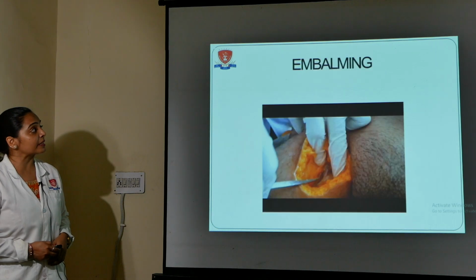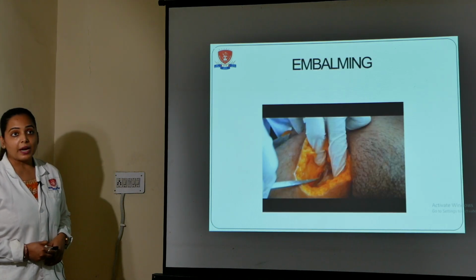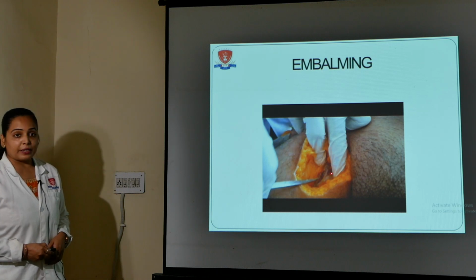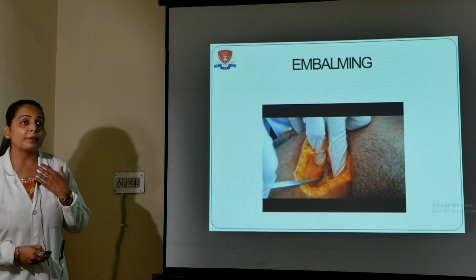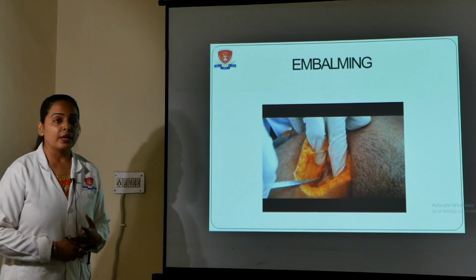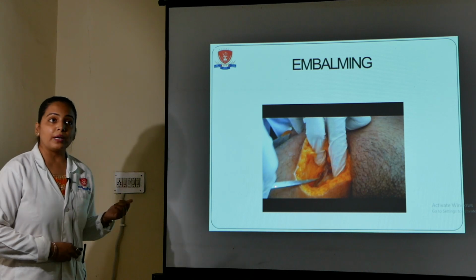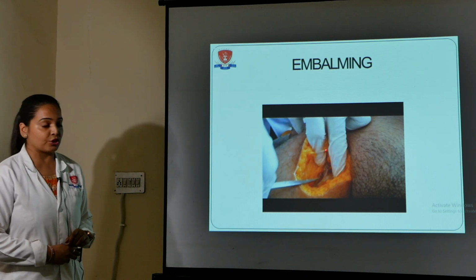So this is the clinical significance of the coronary artery. And also sometimes we use the femoral artery in embalming. Usually the carotid artery is used, but sometimes if there is difficulty, or there is rupture of the carotid artery, then we can also use the femoral artery during the embalming procedure.